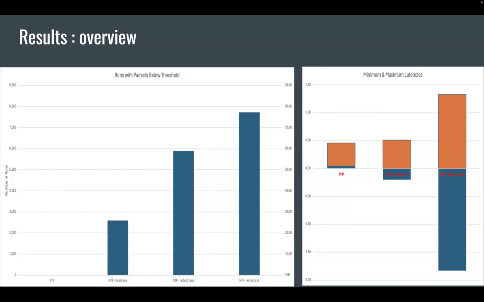The graph on the right shows the minimum and maximum latencies of each testing scenario. Again, PTP had no cases of below threshold values. The NTP best case did. The default case is much worse. And I didn't even include the worst case because it would dwarf the other two so much that the graphs would be just at the zero line.